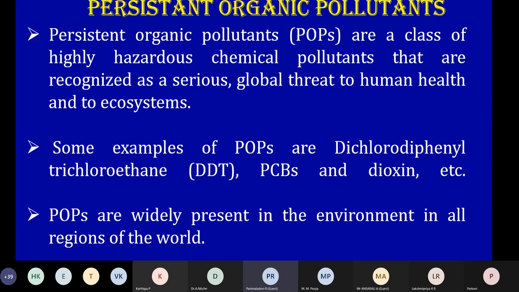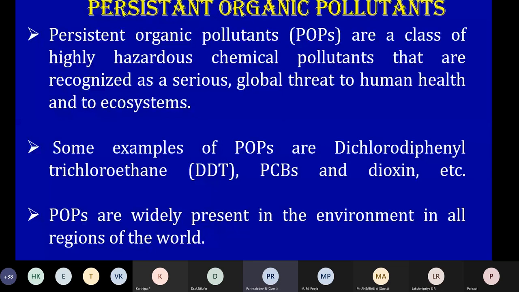So some of those persistent organic pollutants are dichloro-diphenyl-trichloroethane, polychlorobenzene, and dioxin, etc. These are very hazardous pollutants in the environment. They are available in all the regions of the world. So we want to detect these pollutants, and we also want to degrade them.